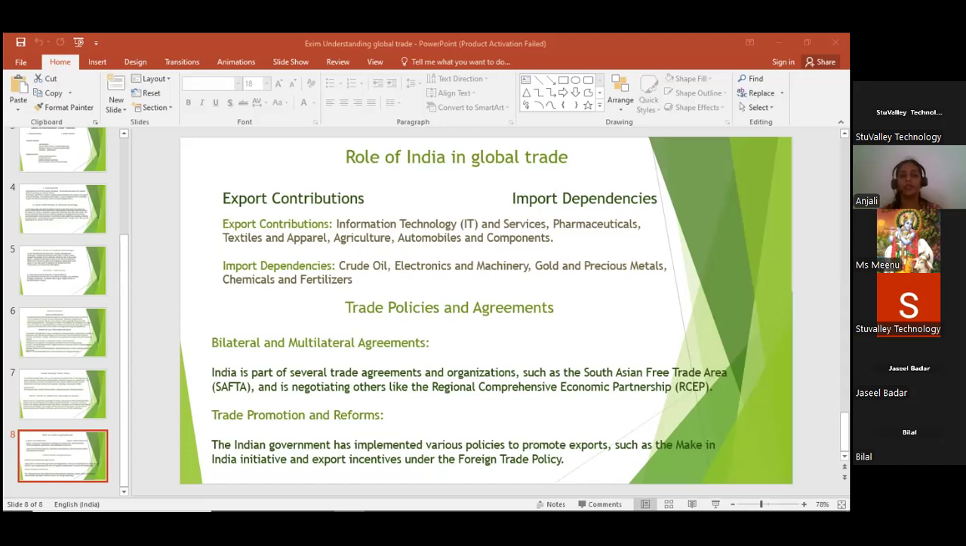After this comes import dependence. What we are exporting, we are also importing a few items from other countries. So first is about crude oil.